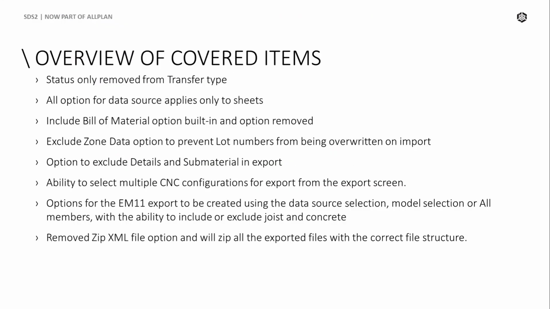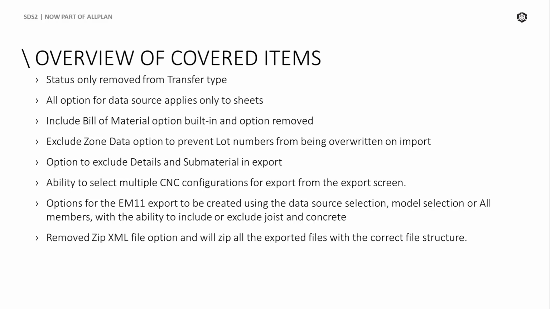So let's run through the list as a reminder of what we covered. Status only, removed from transfer type. All option for data source applies only to sheets. Include bill of material option built in and option removed. Exclude zone data option to prevent lot numbers from being overwritten on import. Option to exclude details and submaterial in export. Ability to select multiple CNC configurations for export from the export screen.